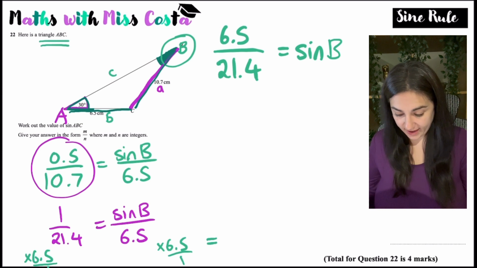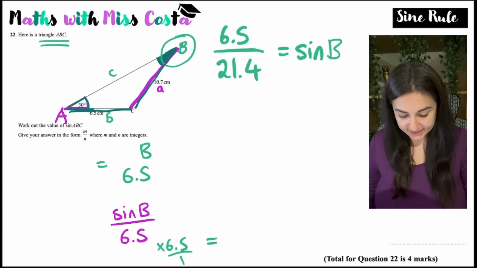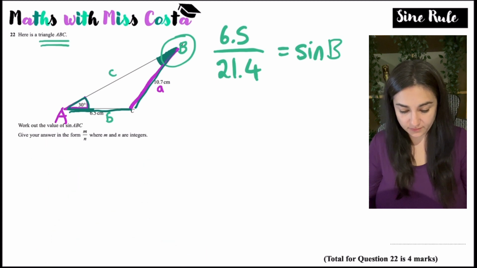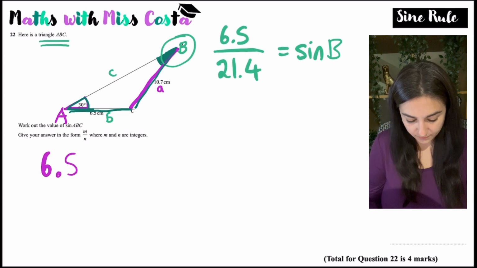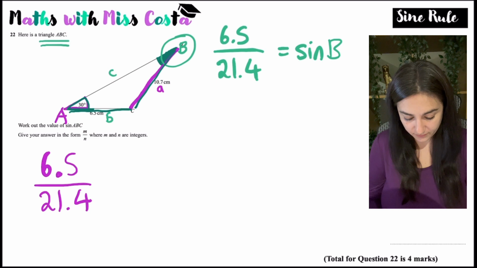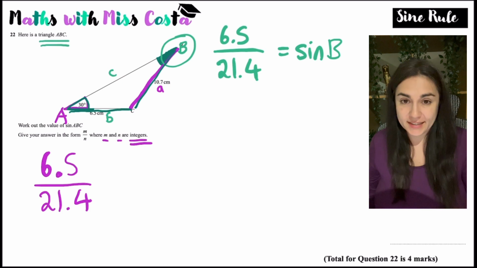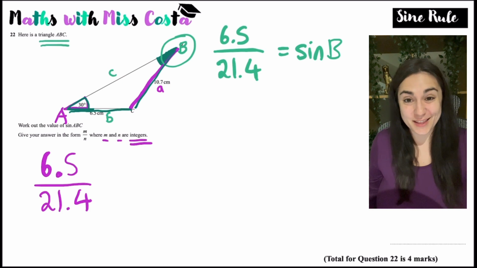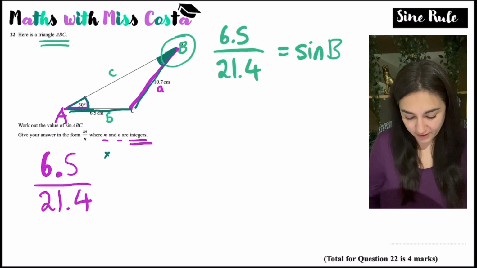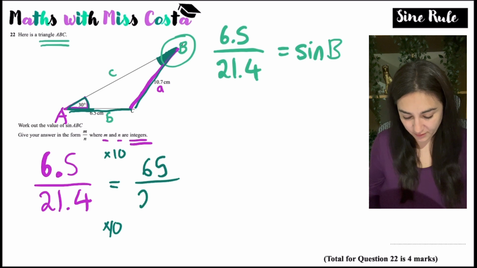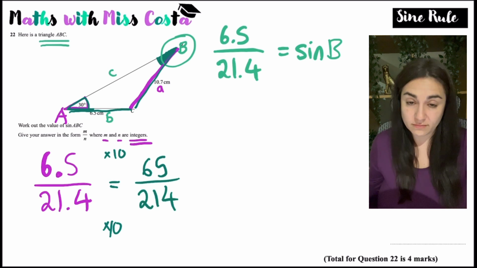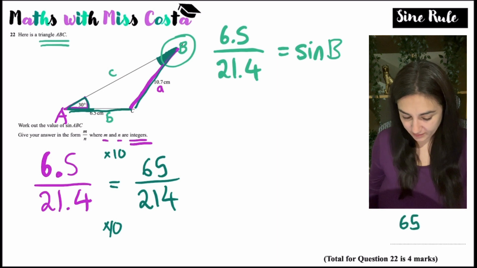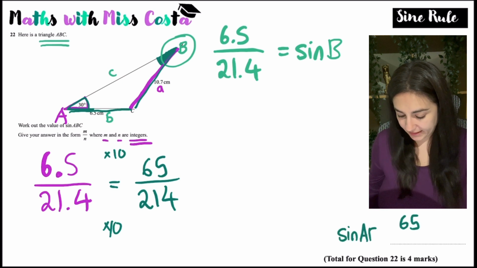They told me that they wanted my answer to be in the form m over n, which I've done, 6.5 over 21.4. But they've also said they want m and n to be integers. So what I'm going to have to do is multiply to turn them into whole numbers. If I times the fraction by 10, I end up with 65 over 214. And there we've got my final answer. So sine ABC must equal 65 over 214.